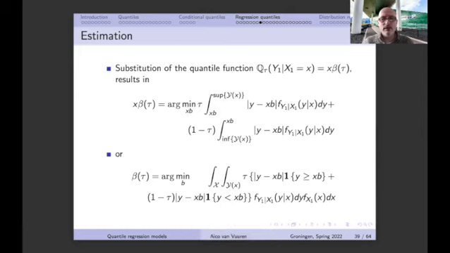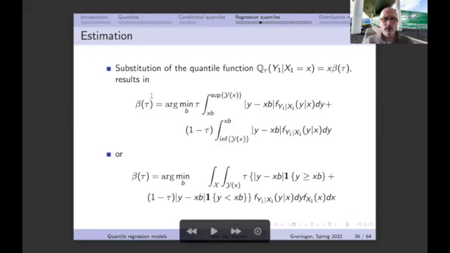So that means that the minimization, even though we can do it with respect to x multiplied by b, is more like a minimization with respect to b itself, a vector of coefficients. So therefore we can also write it like this. We are looking for beta tau, which is the minimum of this thing that we have now over here.